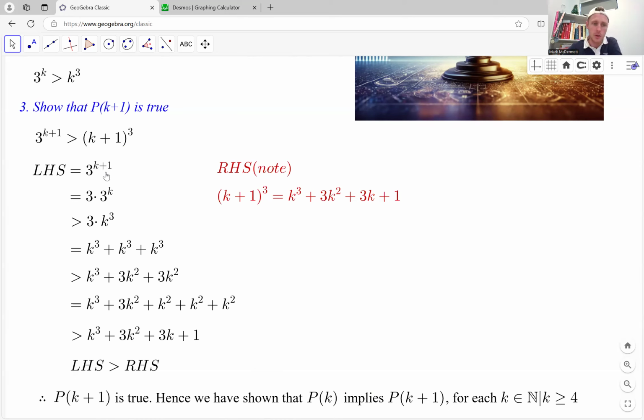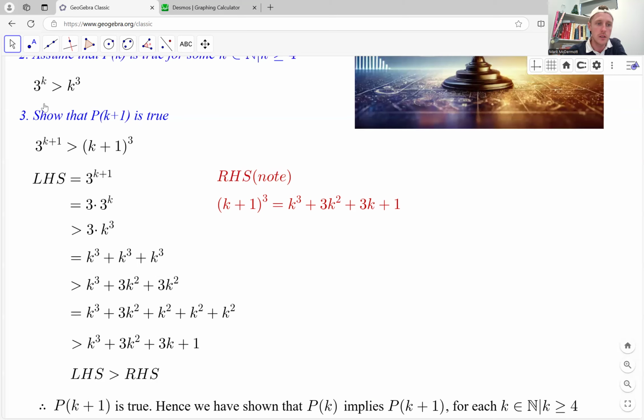So 3 to the k plus 1, just by applying the index laws here, I think you would agree that you would get 3 multiplied by 3 to the k. Remember, index laws say that if you've got the same base, you add the powers. So in this case, we're doing that index law in reverse. Okay, and then invoking this fact that we're assuming here, we know that 3 to the k is greater than k cubed. So 3 times 3 to the k must be greater than 3 times k cubed.